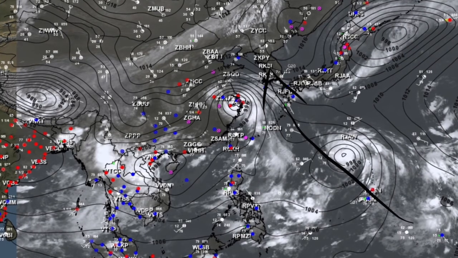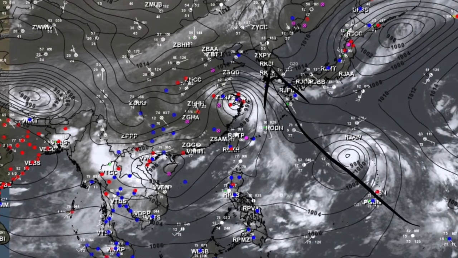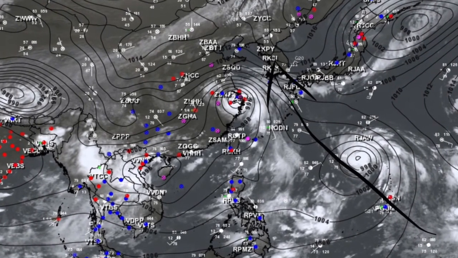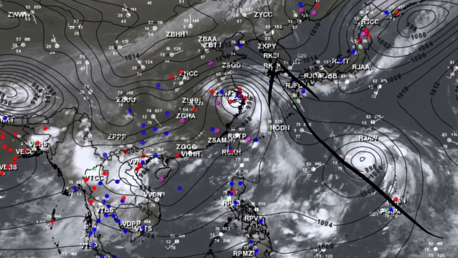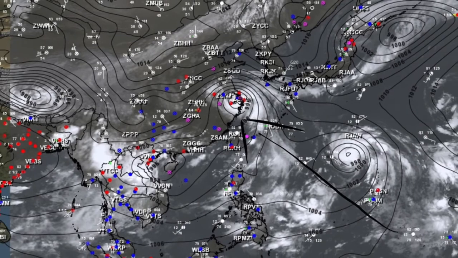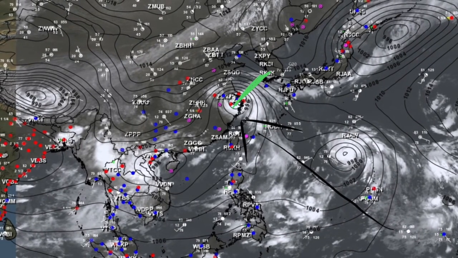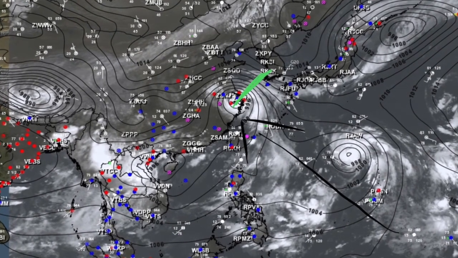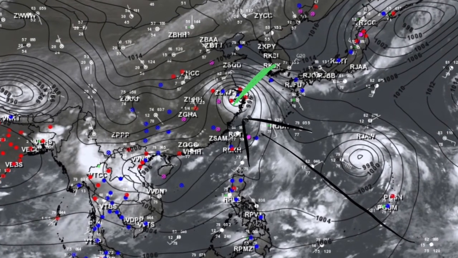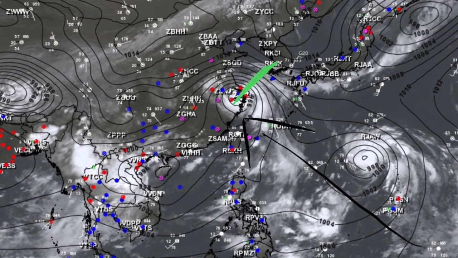Now I'm going to give you a real-world example of an actual flight that happened not too long ago, trying to go from Seoul in South Korea to Shanghai in China. This would be the route of flight that the aircraft would take, the more direct route between Seoul and Shanghai.